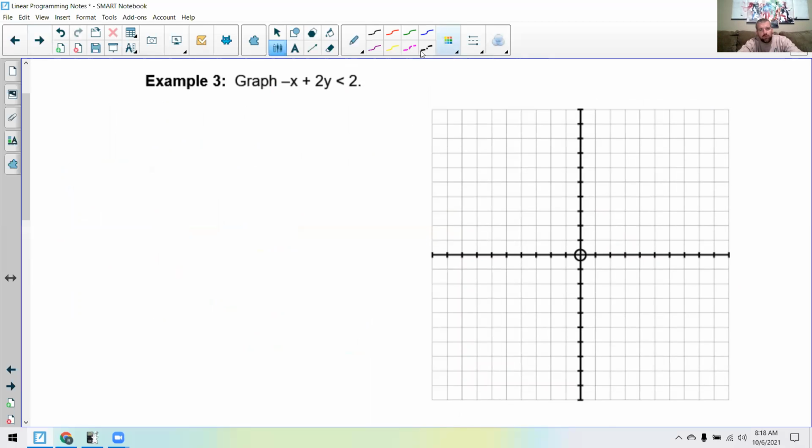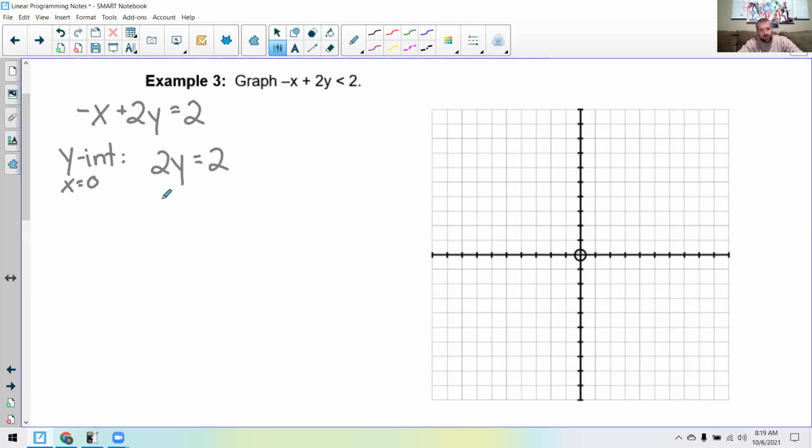Negative x plus 2y is less than 2. I'm going to graph negative x plus 2y equals 2. Standard form. So I'm going to find the x-intercept and the y-intercept. I'll do the y-intercept first. So I let x be 0. So I get negative 0, which is just 0, plus 2y equals 2.